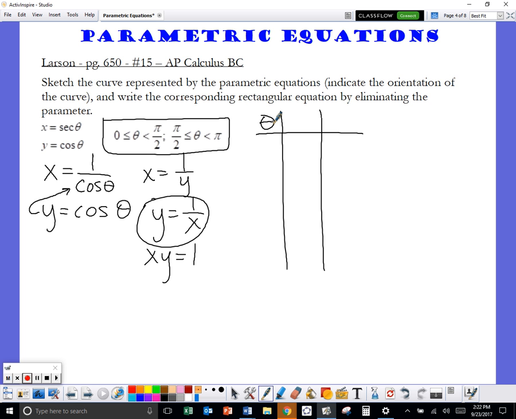Okay, so we have theta, we have x, and we have y. It says that we have to start at 0. So using 0 there for our theta, plugging that in. 0 into cosine. Cosine of 0 is 1. So secant is 1 over 1, which is 1. And of course, the y value is just cosine of 0, which is 1. Okay, let us move. We need to pick some nice values of theta. Let's move to pi over 6. And we pick pi over 6. Cosine of pi over 6 is the square root of 3 over 2.